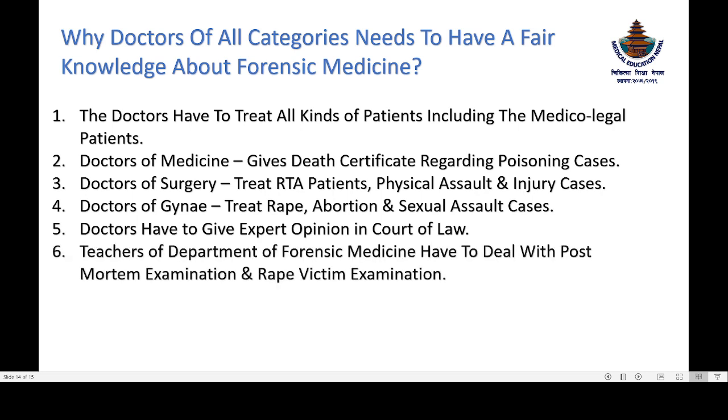And one more thing, this is the most important line: the teachers of the Department of Forensic Medicine of government medical colleges have to deal with the postmortem examination and victim examination.